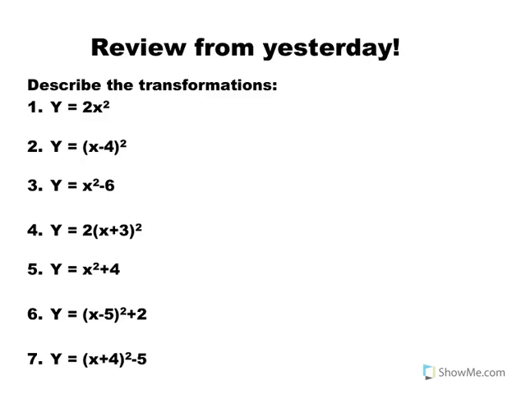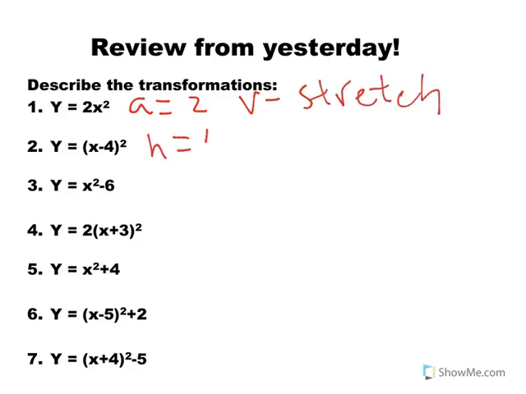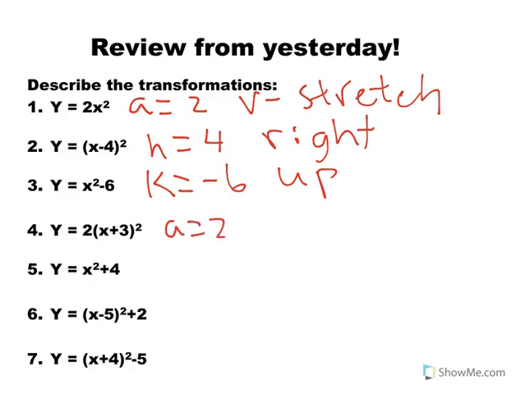So describe the transformation. Here we see that A is equal to 2, so that means we have a vertical stretch. And H is positive 4, so we shift the graph to the right 4 units. And K is a negative 6, so the graph shifts down. And here we know that A is 2, so we have a vertical stretch.